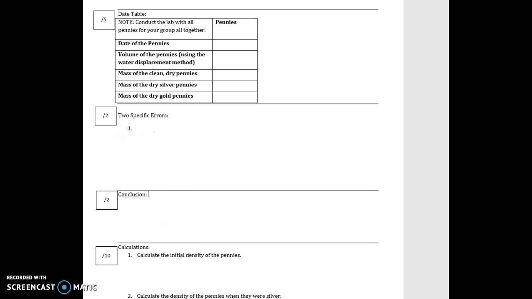Okay. The conclusion. This is normally what you do last. Do this last. This is the answer to the problem or purpose that you wrote at the beginning of the lab. So there was a question that you actually wrote there. This is where, when you're all done, you answer that question, or in your case, 2 questions.